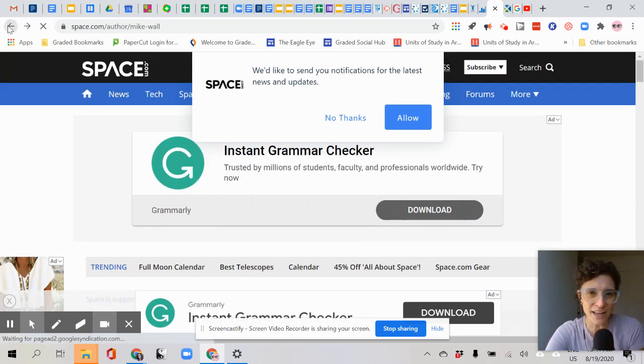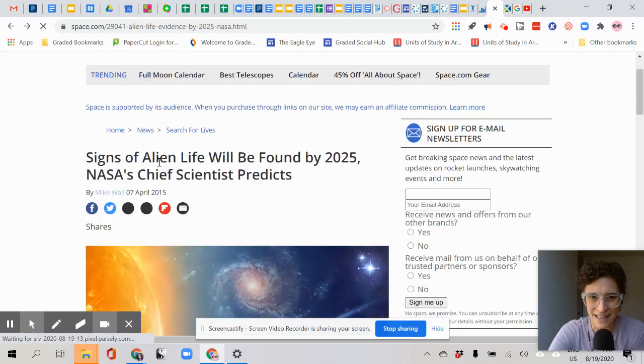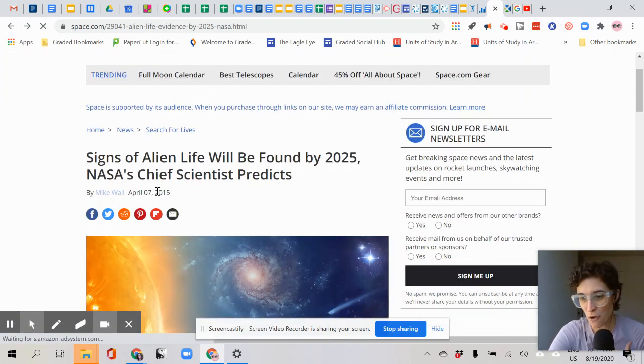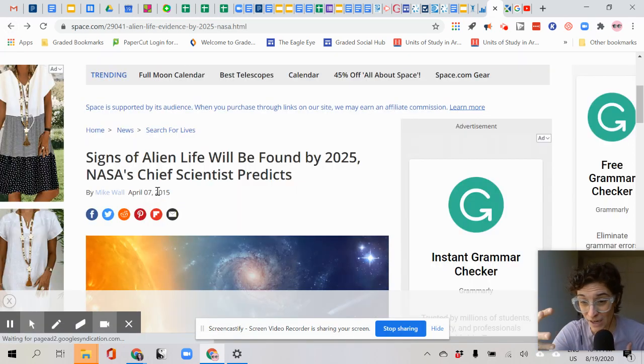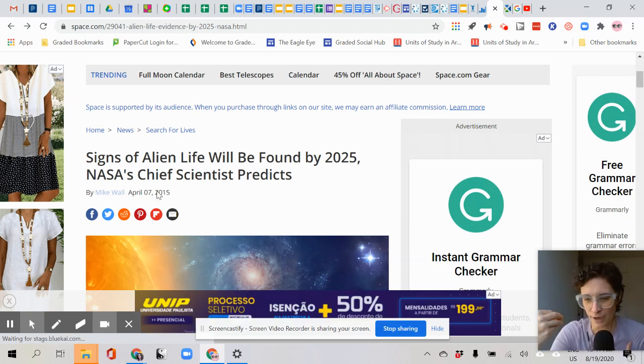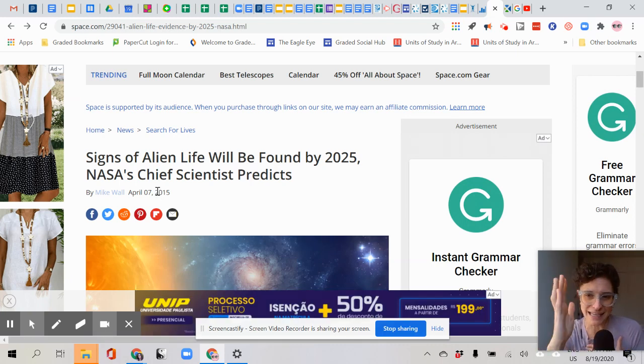The only thing that maybe is against it is that it's 2015. I might want to focus on those 2019, 2020 articles that are going to give me more current information. But this is not to say this article is unreliable. It definitely passes the test.